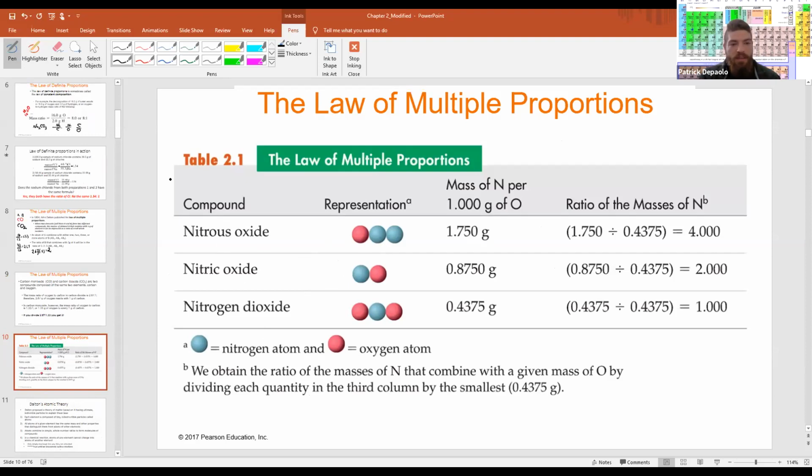Okay, so you have nitrous oxide, nitric oxide, and nitrogen dioxide. I will write the formulas for them. Nitrous oxide is N2O, nitric oxide is NO, nitrogen dioxide is NO2. If you do the same exact math with the mass of nitrogen per oxygen, the molar mass of nitrogen is 14, divided by the oxygen.